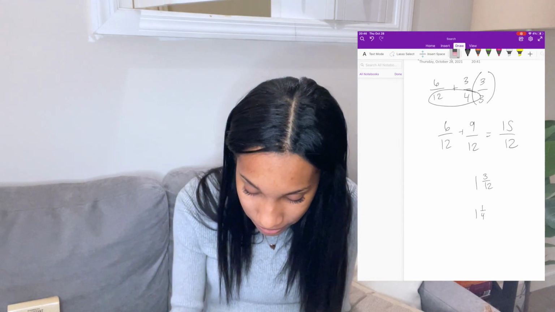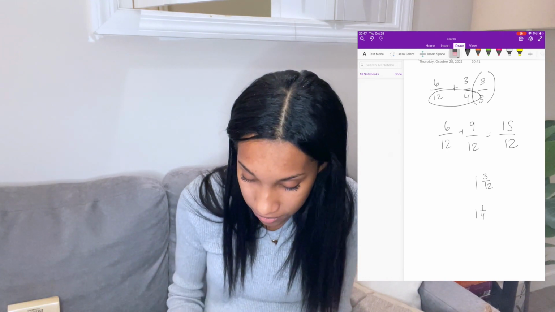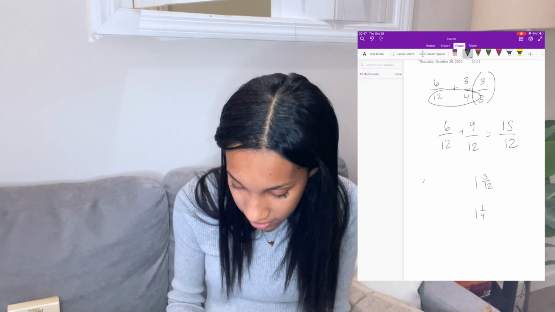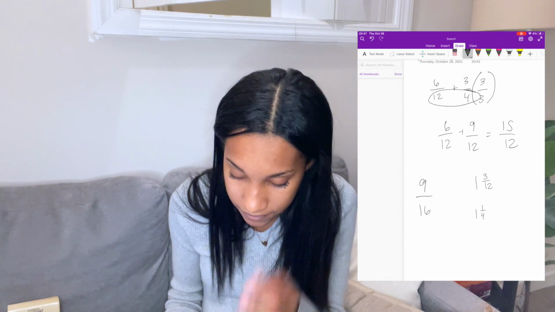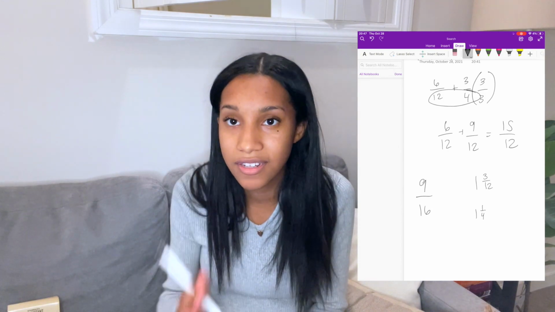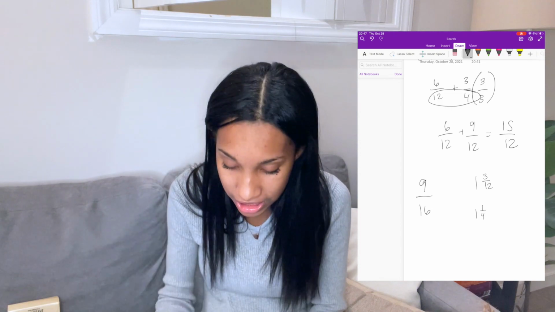So that's how you would add fractions together. An incorrect answer would be 9 over 16. That's wrong because you can't add denominators. The denominator is going to stay the same. The numerator, or the number on top, is what actually is changing.